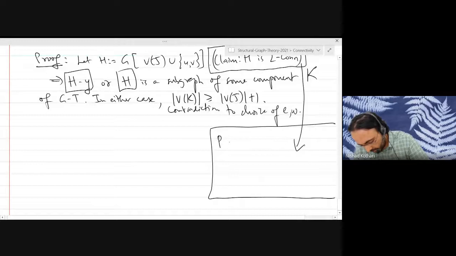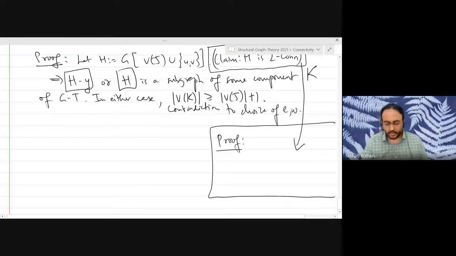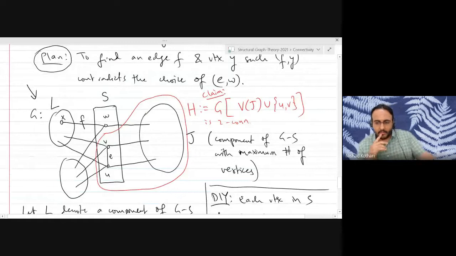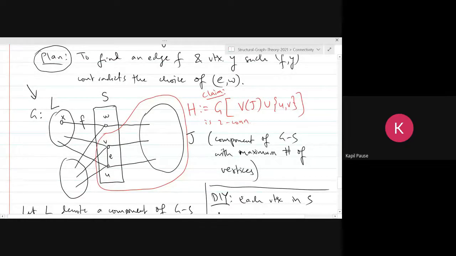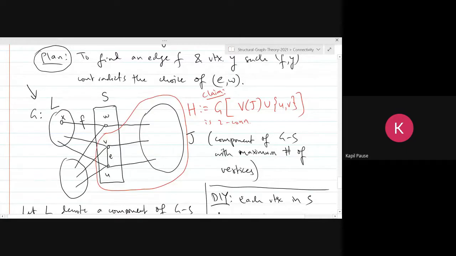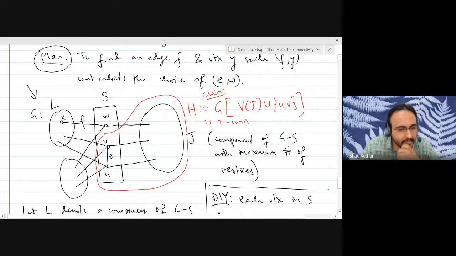Proof of this claim. H is 2 connected. Can anybody tell me why H is 2 connected? How would you prove that H is 2 connected? Because H union S is itself 3 connected. Why? Why is H union S 3 connected?